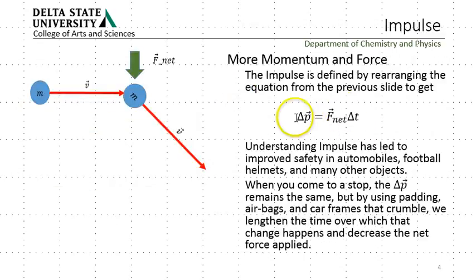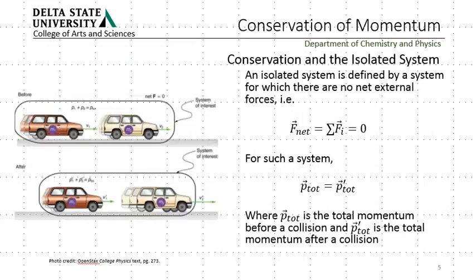If this term is zero, change in momentum has to be zero. So momentum has to be the same before and after. And the way we put that is we say the total momentum before equals the total momentum after. You got to keep in mind this is a vector, and so that means the x component of the total momentum before the collision and the x component of the total momentum after the collision are equal, and the y component of the total momentum before the collision and the y component of the total momentum after the collision are equal.